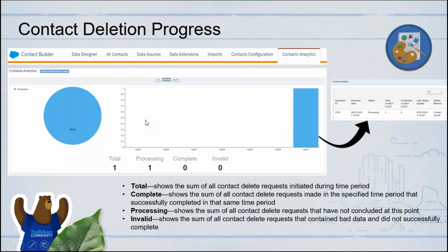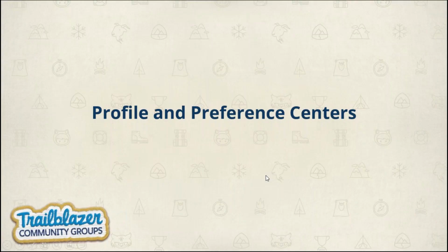Complete is the ones that are actually raised and completed during that period. Processing is any that are still going on, and invalid is if you have come across any errors that were raised when you tried to delete it. Okay, so you can see those metrics here.